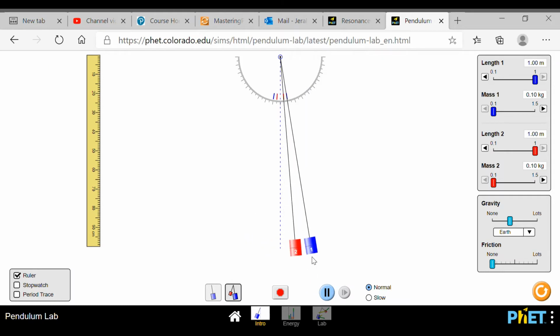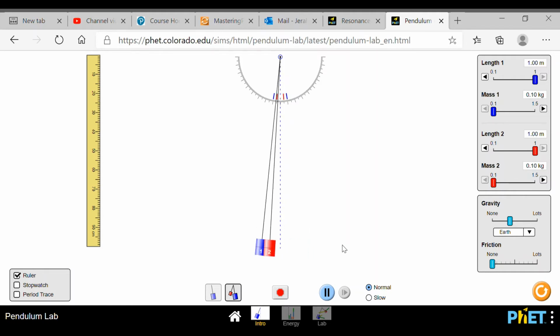However, notice that they're both moving in sync. That is, they both get to the right side and stop at the same time, and they both move to the left side and stop at the same time. Therefore, they both have the exact same period and the exact same frequency of oscillation. So this is one way of showing that the amount of amplitude does not affect the frequency of oscillation.